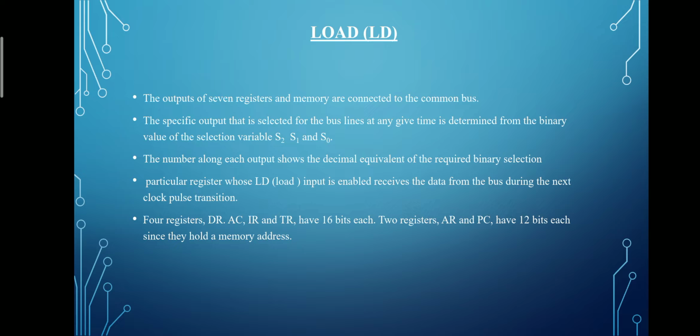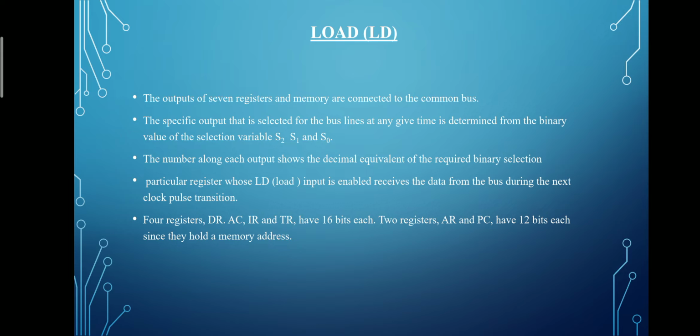But this load helps; the short form of load is LD. A particular register's load input enables receiving the data from the bus during the next clock pulse transition. And in this load, even timing will be calculated. Actually, 4 registers, DR, AC, IR and TR, are 16-bit, and 2 registers, AR and PC, are 12-bit. These carry the memory, and it delivers or loads to other registers and components.